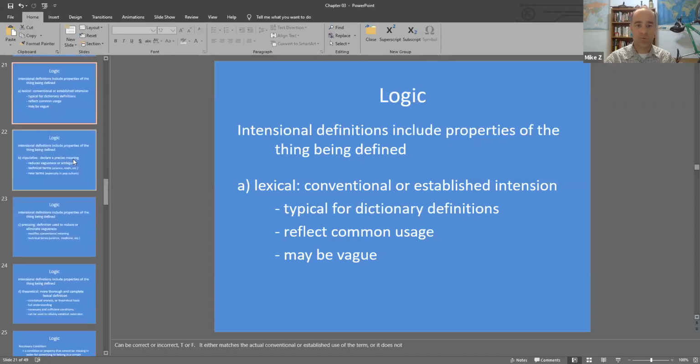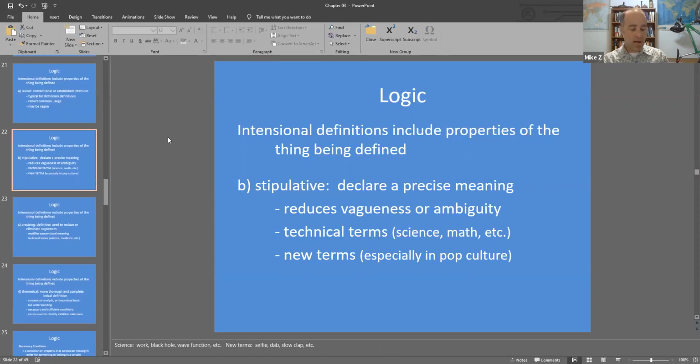Okay, next one, stipulative. So this is sometimes useful, especially in technical situations, like in science or mathematics, where you've got a word that has a conventional meaning. We kind of understand what it is, but we want to use it in a specialized way in these special circumstances, like a scientific context. And so we come up with a stipulative definition to nail down exactly what this term means in this context.